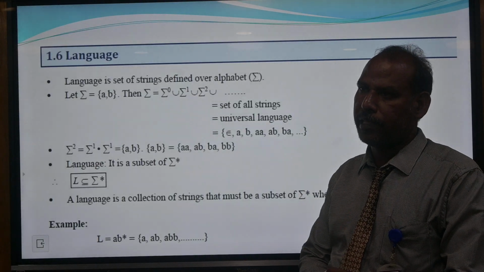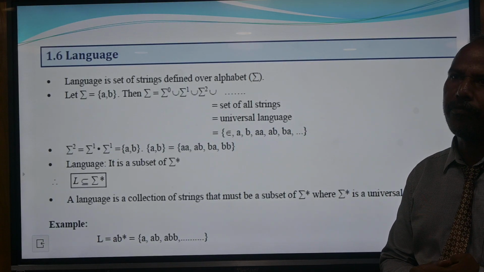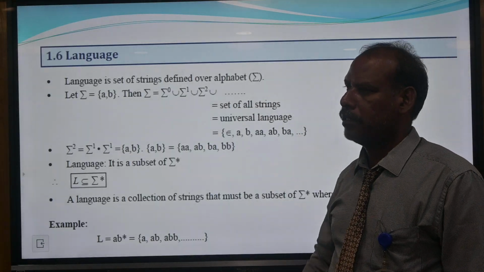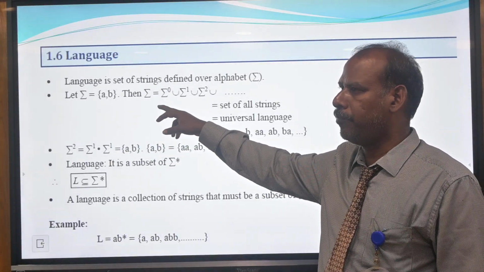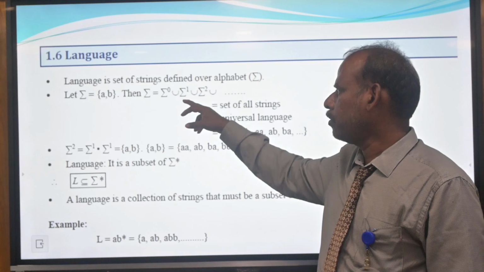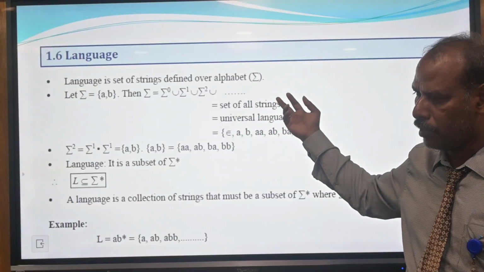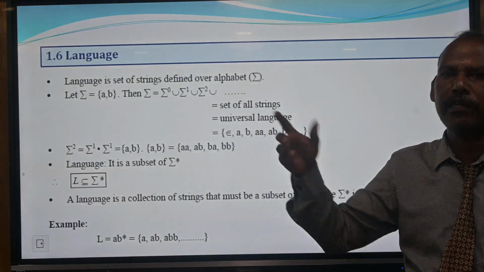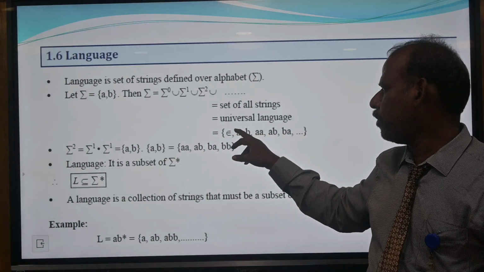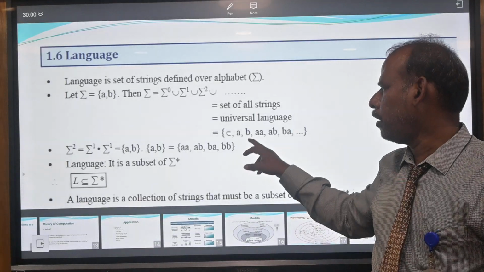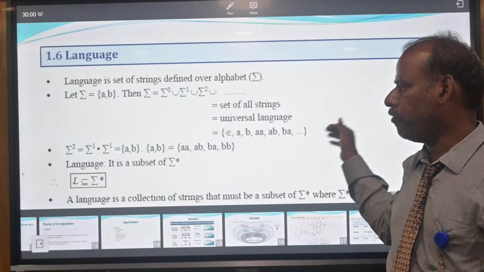Now, what is a language? A language is a set of strings defined over an alphabet, that is, the input symbols. For example, let the input symbols be a, b. Then we have the formation of language L0 union L1 union L2. That is the input alphabet, the set of all strings, combining more than one string, that is the universal language. For example, taking a, b, we first have the empty string, then a, b, ab, ba, bb, and so on.